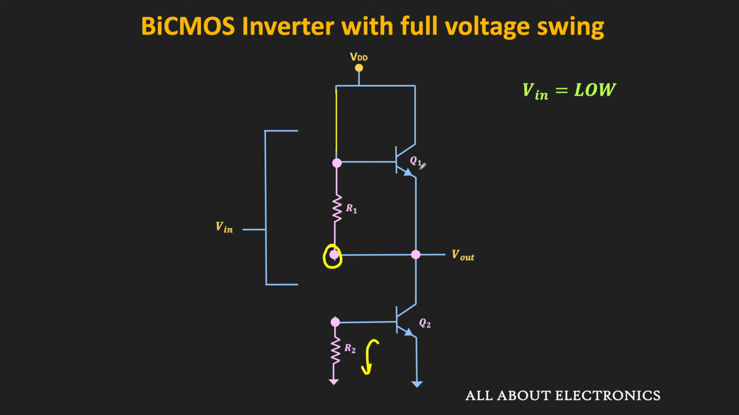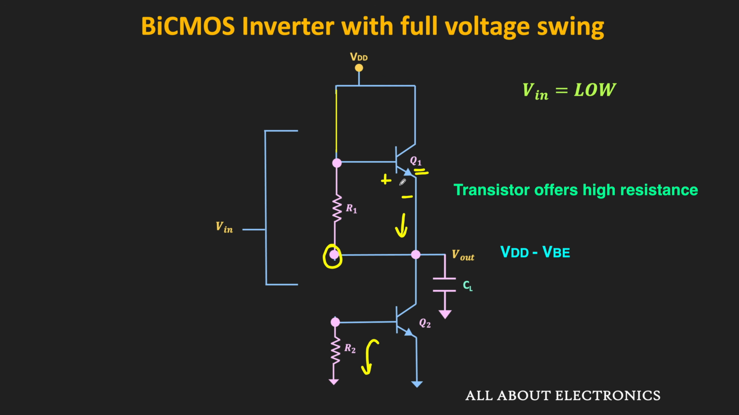So therefore, this Q1 transistor will get turned on, and therefore it offers the lower resistance path and starts charging this capacitive load. So we know that when this transistor is in the on condition, then we will have this voltage drop VBE. That means here, the output cannot go beyond the VDD minus VBE. So as soon as the output voltage across the capacitive load reaches this VDD minus VBE, then this transistor Q1 will go in the off state.